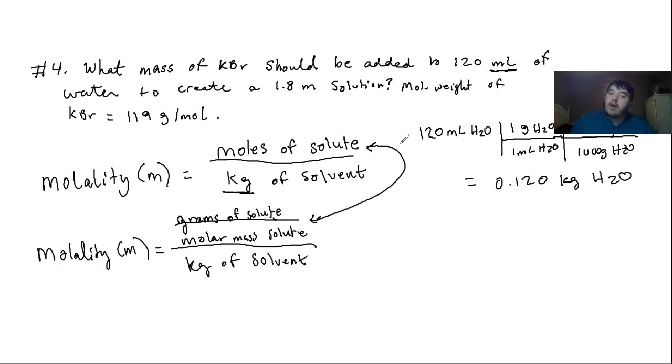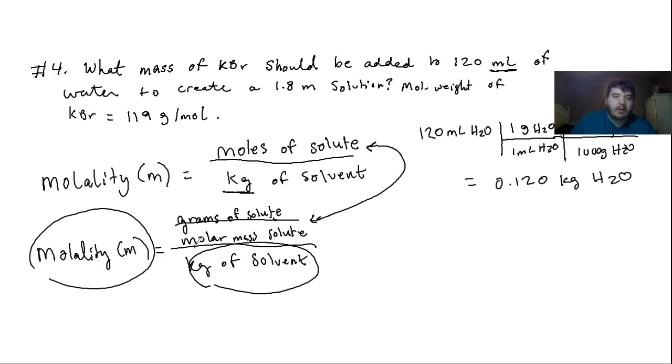So now we're in a good place because we already know the molality that's given to us, the kilograms of solvent we found, and we also know the molar mass. We've got 3 of the 4 pieces needed. We just have this variable, I can call this X, and that's all we need to find: how many grams of solute. It's asking us what mass, and mass is measured in grams. So let's go ahead and plug everything in and see what we're left with.